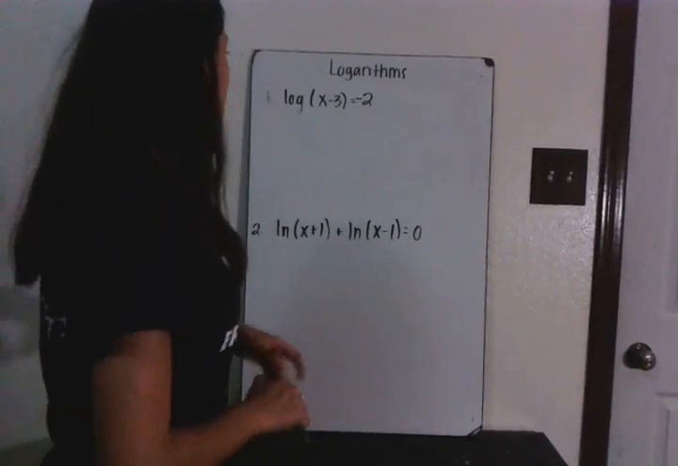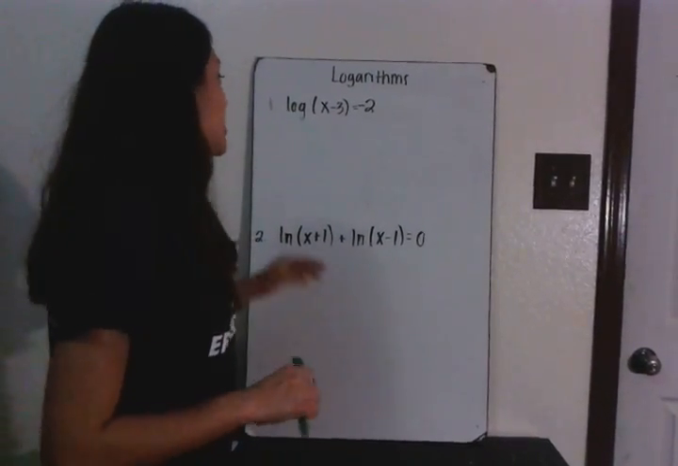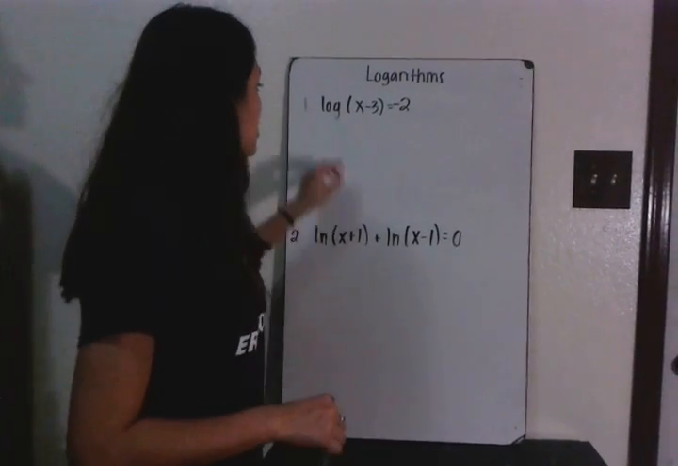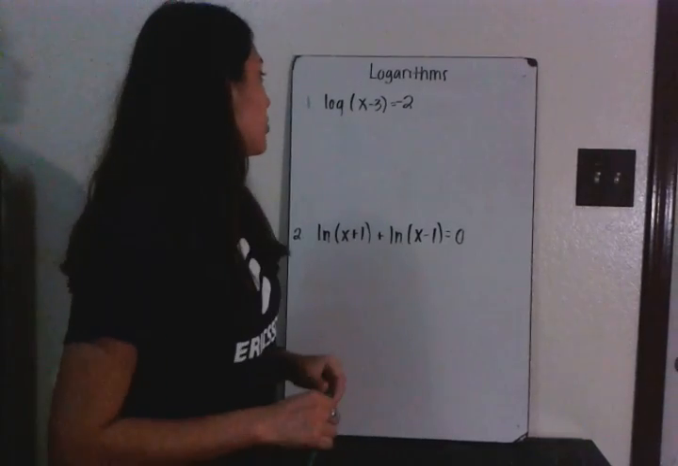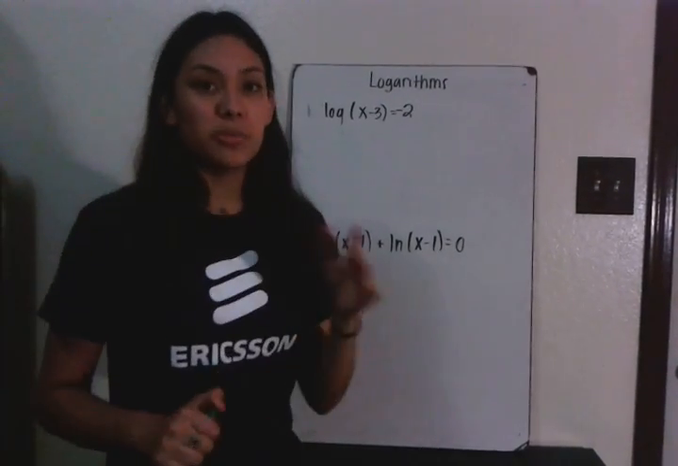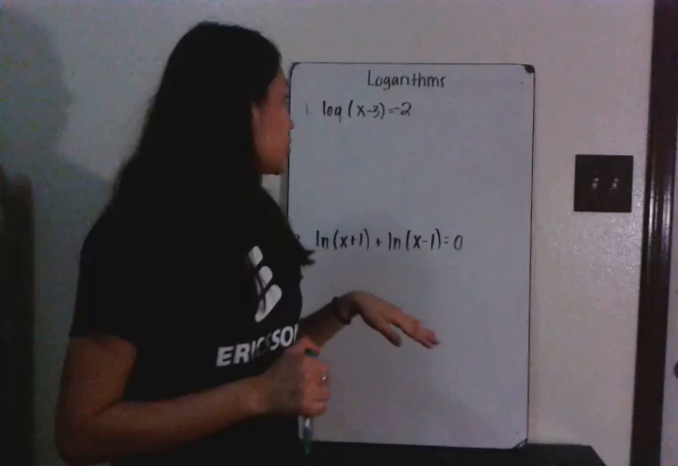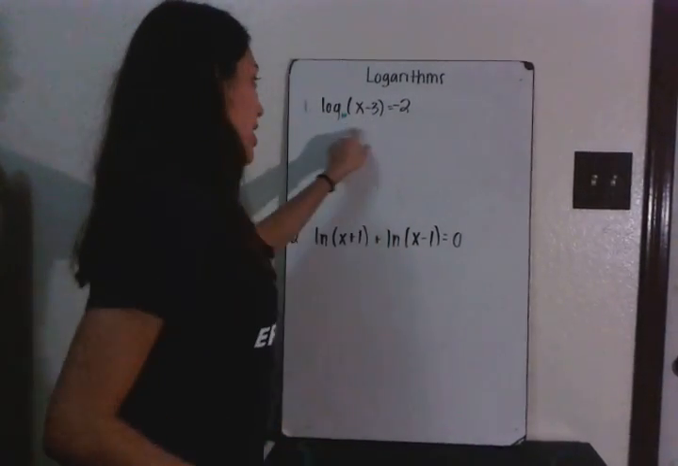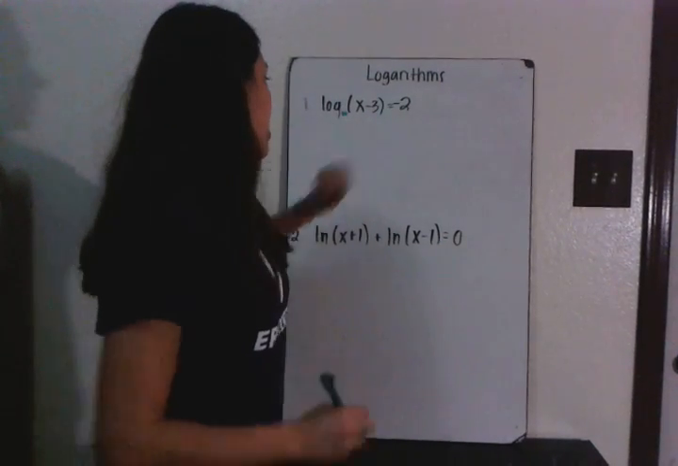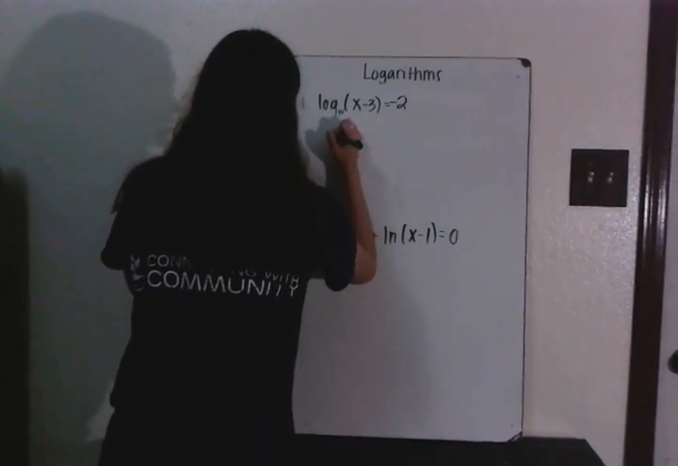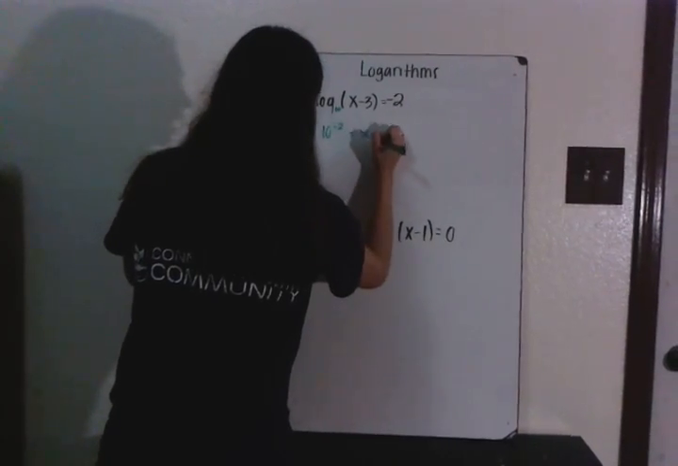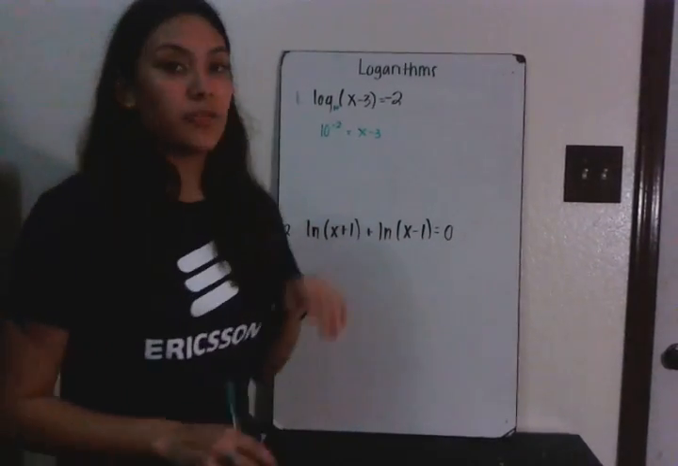Okay, so now we're going to start with the examples. The first example is log of x minus 3 is equal to negative 2. According to the rules, what should come to your head is the different rules. The first rule that came to my head was the base. You know the base is 10. You're going to do base, exponent, answer. So you're going to do the base of 10 to the power of negative 2 is equal to x minus 3. Now you're going to try to solve for x.